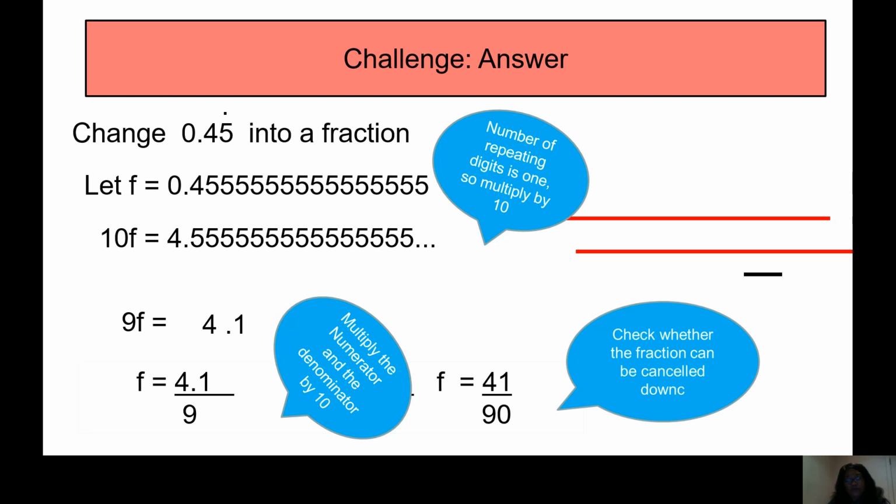Okay, so we now solve for f. That's going to be 4.1 divided by 9. This doesn't look right because you have a decimal in part of a fraction. So we need to multiply the numerator and the denominator by 10 in order to get a simpler fraction. Okay, so the next one.